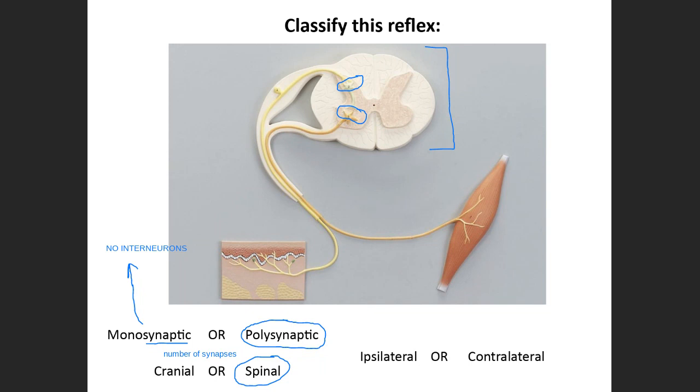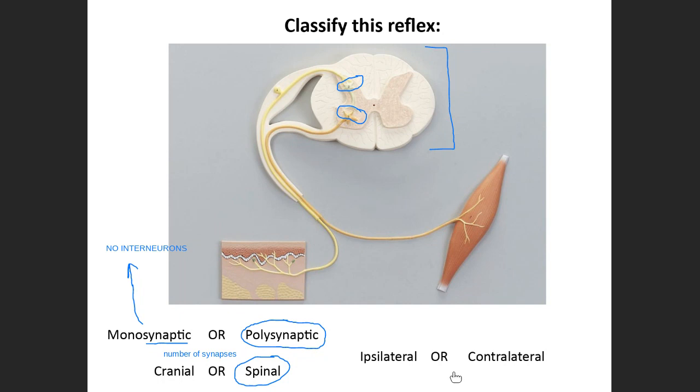If you see anything else, it can look different. There are pictures in your lesson outline that show you what cranial reflexes look like. But the short answer is, if you don't see the typical spinal cord, automatically we're saying that's a cranial reflex. One last thing I'm asking you to classify with your reflexes is whether they are ipsilateral or contralateral.